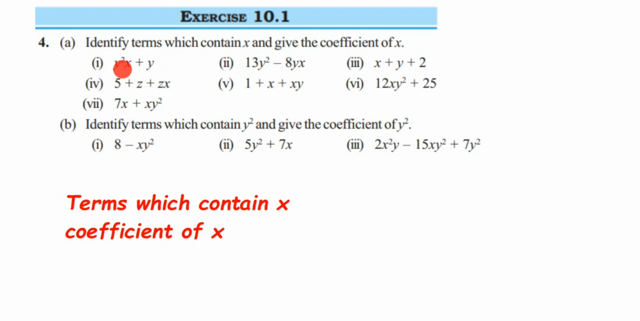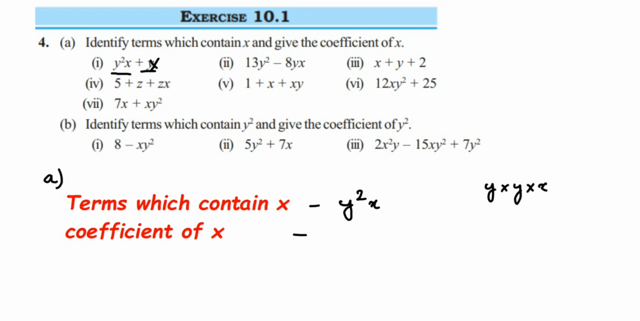Okay, so let's take the first question. It's y square x plus y. We're not going to take y, we're going to consider only y square x. So the term which contains x is y square x. Now we have to find out the coefficient of x. Here they're not asking for the numerical coefficient, they're asking for the coefficient. If I split this term into factors, that is y into y into x, that makes this term, right?